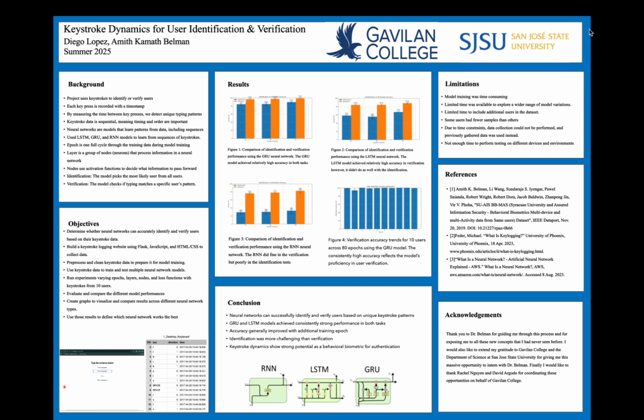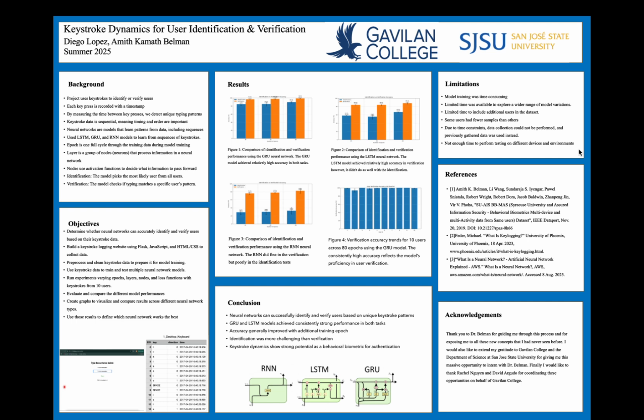So keystroke dynamics is a type of behavioral biometric, which basically means it uses how you behave, in this case, how you type, to verify your identity. The main goal of my project was to see whether or not neural networks could accurately tell users apart or verify if someone is who they say they are, based only on their typing patterns.